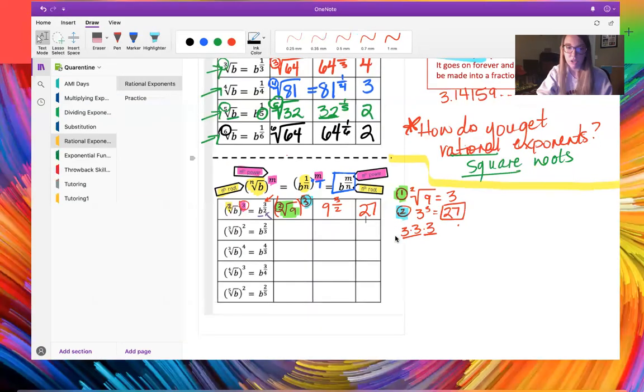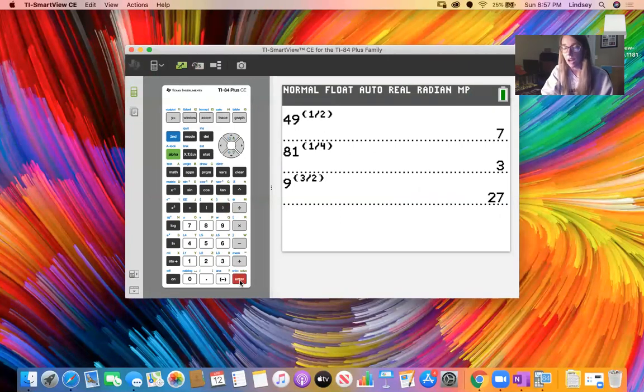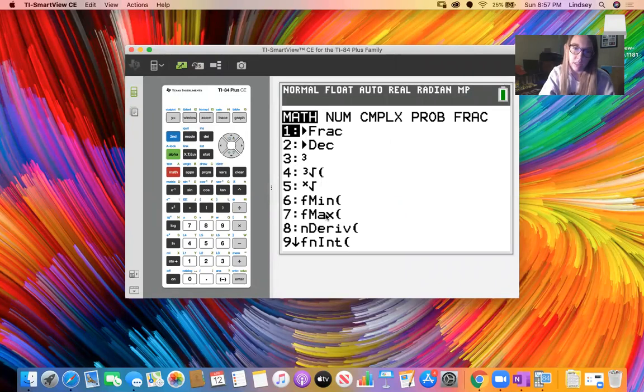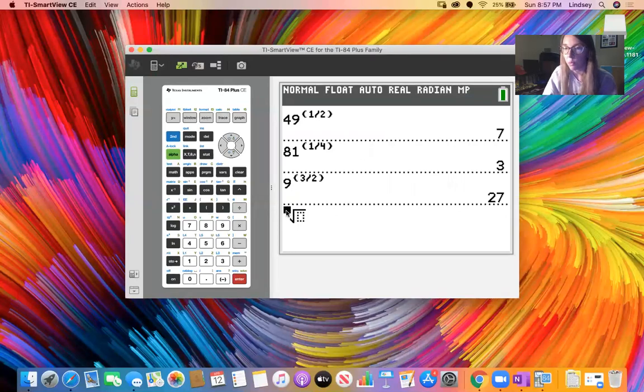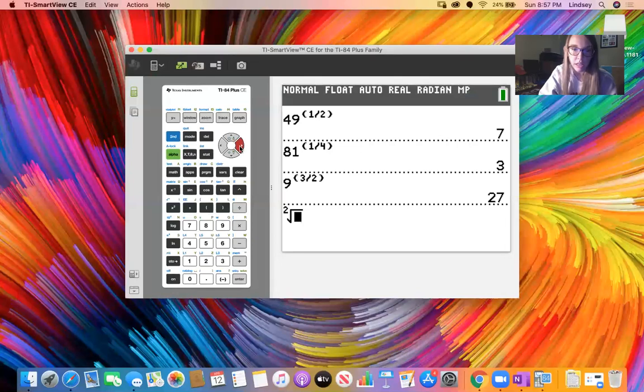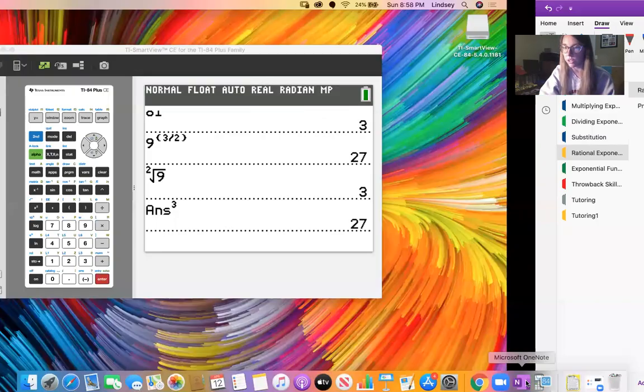You can always check it on your calculator by entering 9 raised to the 3 divided by 2, which gives 27. If you're wondering how to do a root on here, go to math, and at number 4 there's a cubed root, but at number 5 there's an x and a root symbol. Hit enter, and it leaves a blank for you to type in what root you want. You can take the square root, arrow over to 9, and that equals 3. Then raise 3 to the third power, and that equals 27. You can do all of that on your calculator if you want.